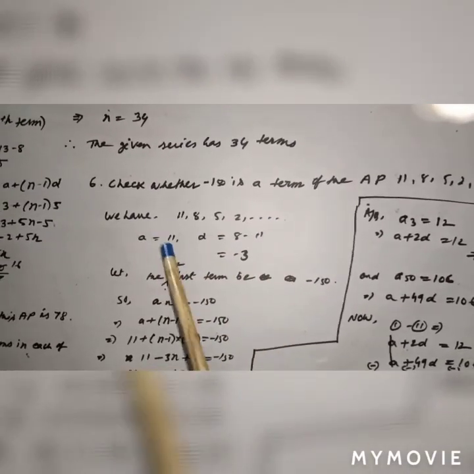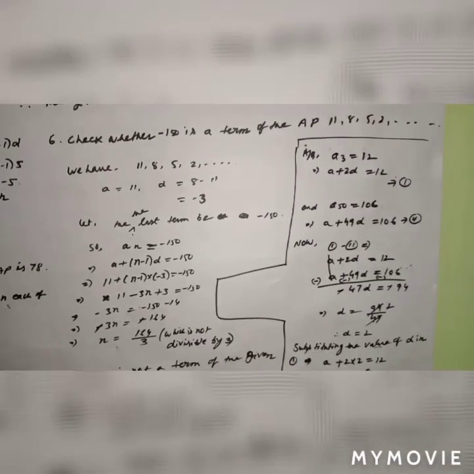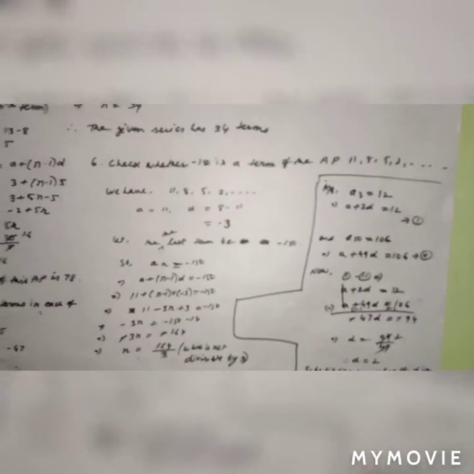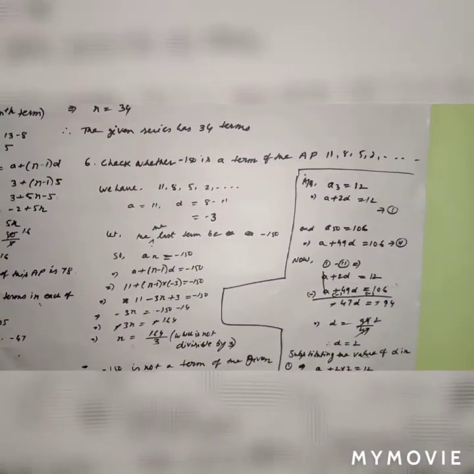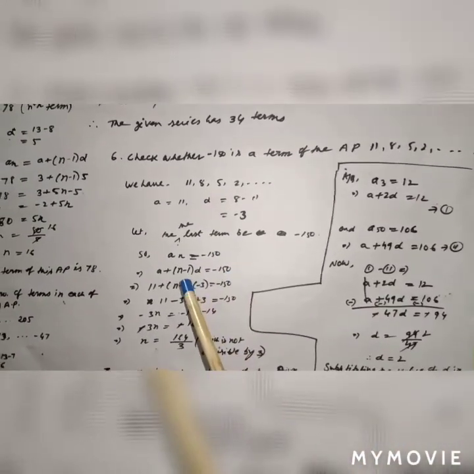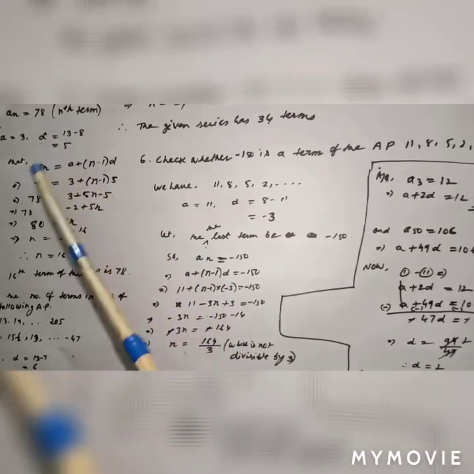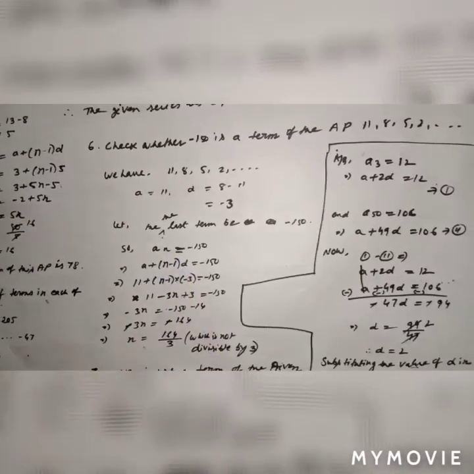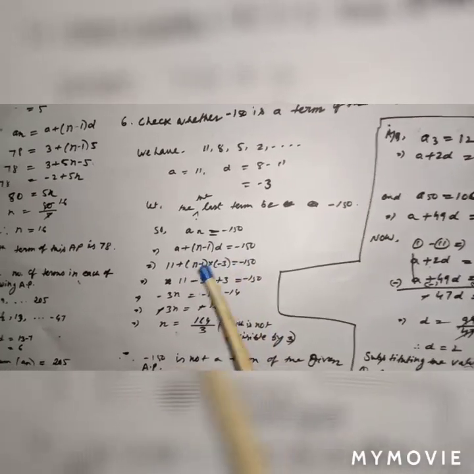Here a is 11 and d is 8 minus 11, which is minus 3. Now let the last term be minus 150. We don't know whether minus 150 is a term of this AP or not, but we are taking the last term as minus 150. Now use the formula a + (n − 1)d. For all these questions there is only one formula, so it is very easy. You have to remember only one formula, a + (n − 1)d.